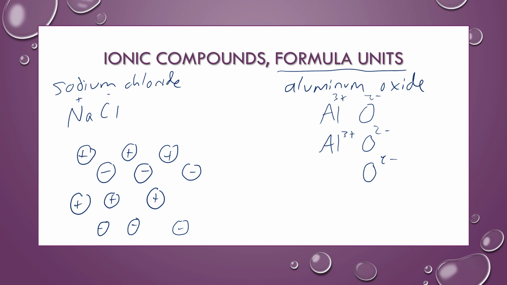So if I were to draw a lattice for aluminum oxide, I would need to draw the aluminums in a 2-to-3 ratio with the oxygens. And that's going to be a more complicated lattice structure. You don't necessarily have to be able to draw that, but just understand that it's a 2-to-3 ratio. So you will have different numbers of positive to negative ions than you would in the sodium chloride structure.